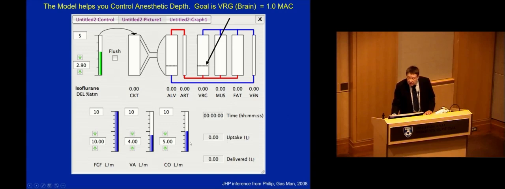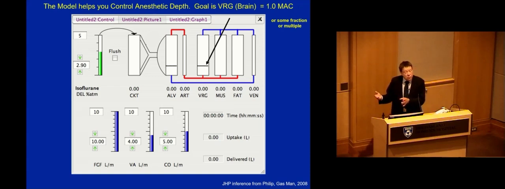Our goal is to control the anesthetic level in the patient's vessel-rich group or brain. That's what we get paid for: get the brain asleep and then get the brain awake. That's what we do for a living, essentially. And it can be 1 MAC, that dotted line that I've got there, or some multiple or fraction of MAC. If you're giving lots of IV drugs to a patient, you may want 1/10 of a MAC or 2/10 of a MAC.